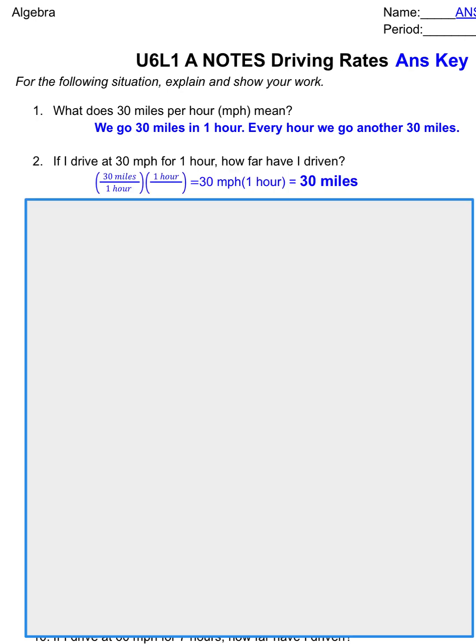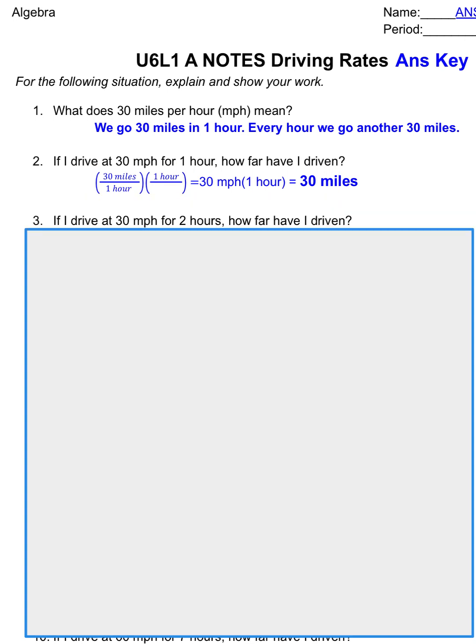Again, we just said 30 miles an hour means you drive 30 miles in 1 hour. So 30 miles per hour times an hour. Again, the hours will cancel, leaving me with just miles. So it's 30 miles. Again, that's what 30 miles per hour means. In an hour, you'll drive 30 miles. You need to understand this basic idea for us to be able to do the rest of these problems.